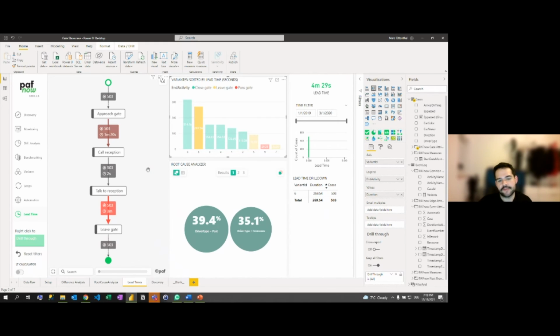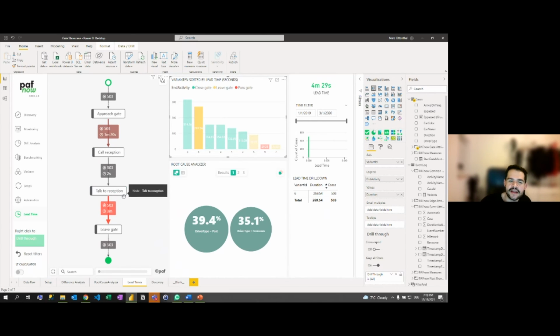Apparently, especially for the driver type unknown, it could be that when you're approaching the gate, because let's hover over it, okay, min duration 15 seconds, max duration 2 minutes 9. So apparently it is not quite clear when you're approaching the gate what you have to do to call reception. Maybe you're approaching this box and you don't really know what to click, and that could be already optimized, because we see that's quite a long time between approaching the gate and calling the reception.